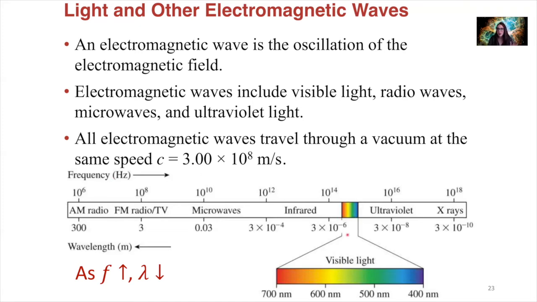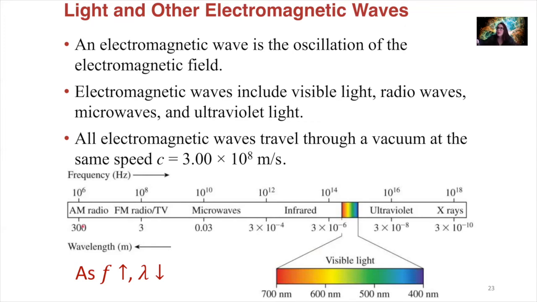So here we have the electromagnetic spectrum. On the top, we've got the frequency of the wave, and on the bottom, we have the wavelength of the wave. And so we'll note a particular relationship: as the frequency of the wave increases, the wavelength of the wave decreases. So a shorter wavelength wave has a higher frequency. A longer wavelength wave has a lower frequency. Okay, so that's what this is saying here. The frequency increases, the wavelength decreases. They're inversely proportional to each other.